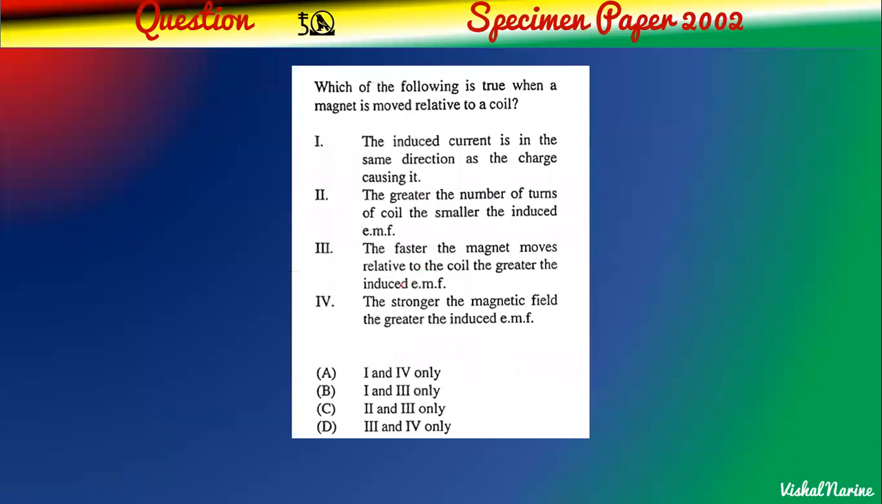Fifty, again another very lengthy question, but we have been over an hour now, so let's just try to go a little faster. Which of the following is true of when a magnet is moved relative to a coil? And reading through, we will see that options 3 and 4 are correct. So the answer there is going to be D.